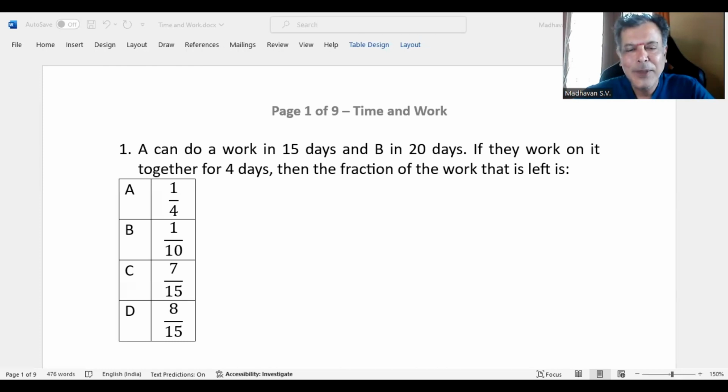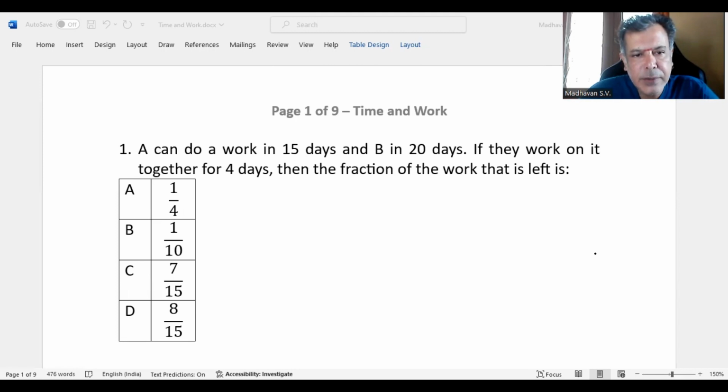Hello, everyone. As a part of quantitative aptitude, the next topic we are going to see is time and work. First question: A can do a work in 15 days and B in 20 days. If they work on it together for 4 days, then the fraction of the work that is left is what? Options are given, and we need to choose the correct option.